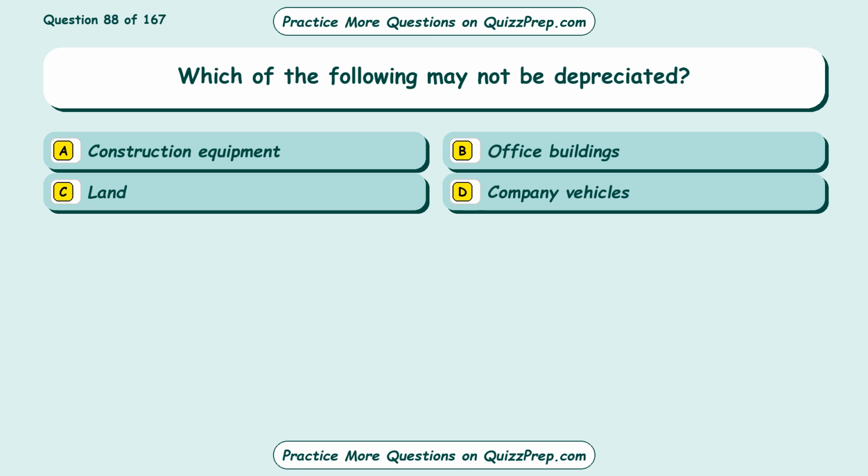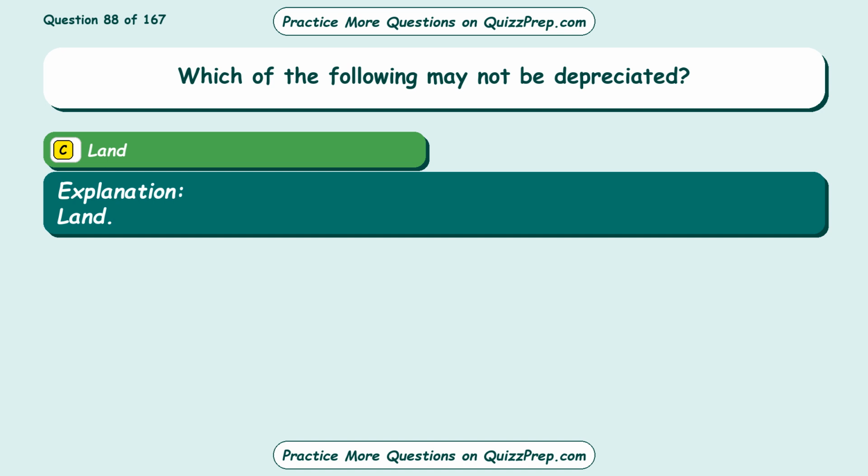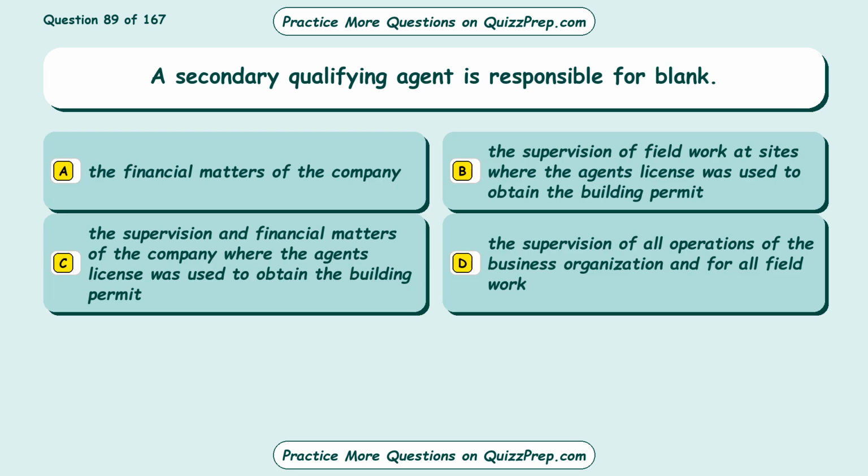Question 88. Which of the following may not be depreciated? Option A, construction equipment. Option B, office buildings. Option C, land. Option D, company vehicles. The correct answer is option C, land.